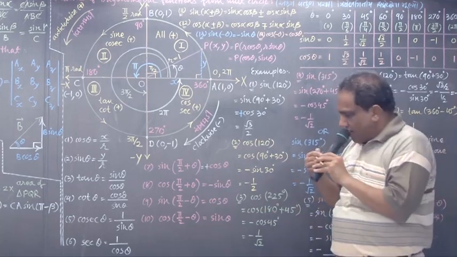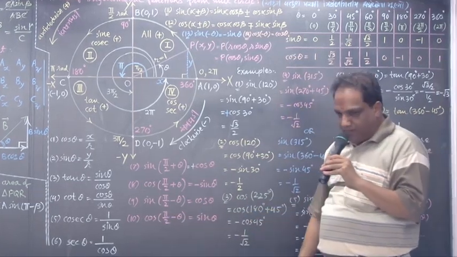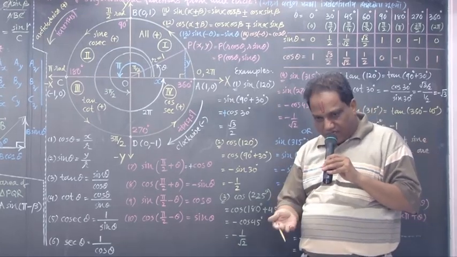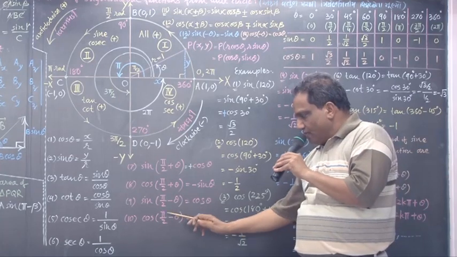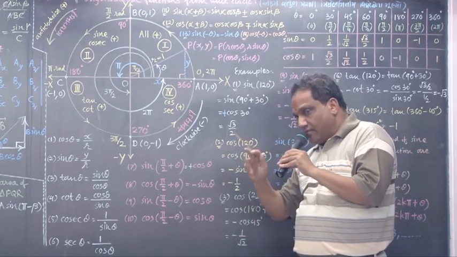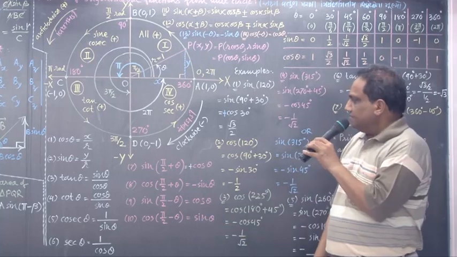Correct? Come on, cos of pi by 2 minus theta. First quadrant, the cos function is positive, so we start with a positive sign. The coefficient of pi by 2 is 1, odd number, so cos should be converted to sine.